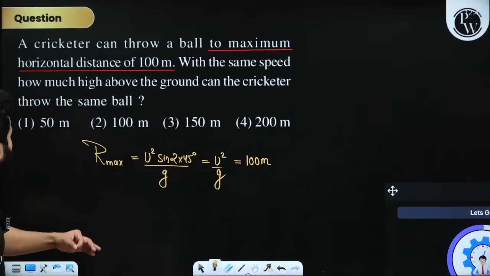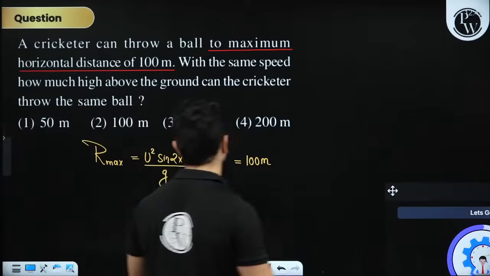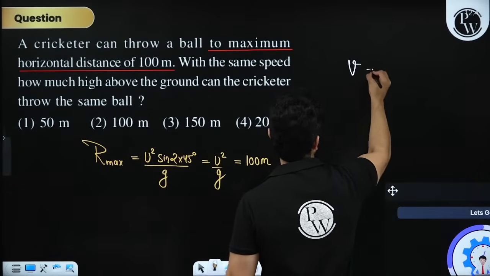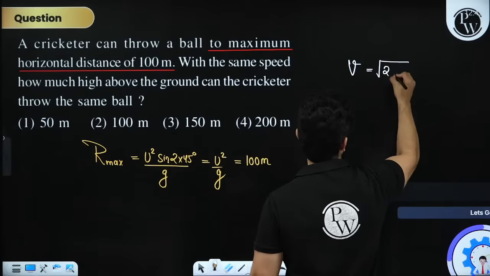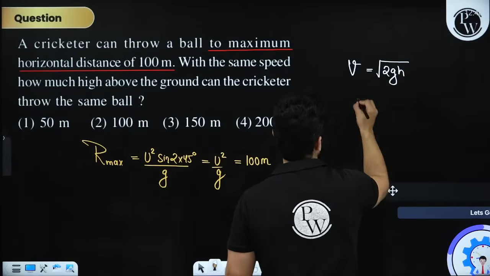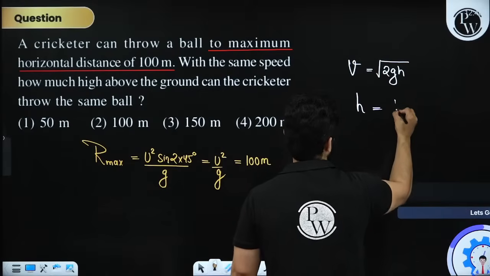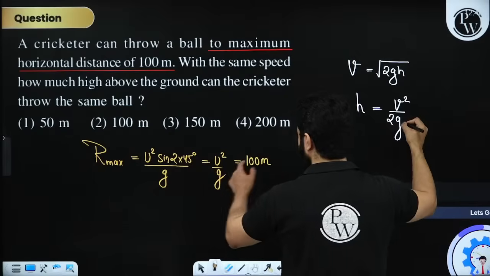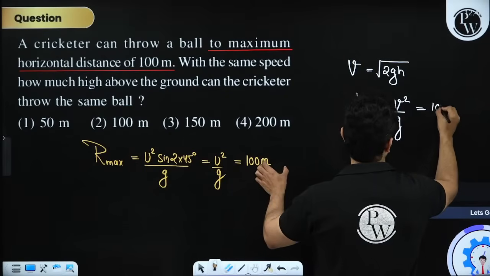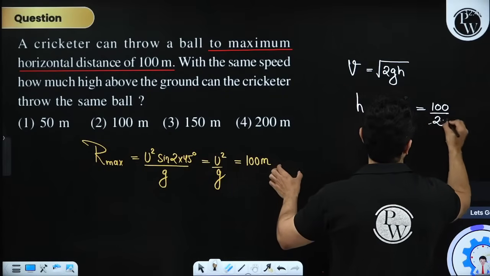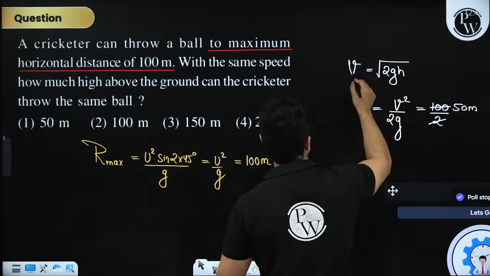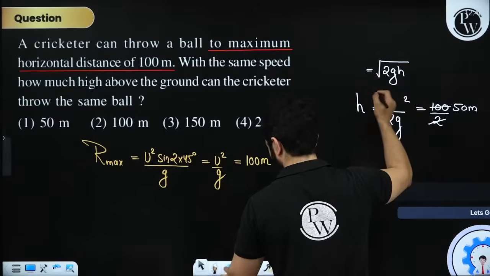With the same speed, how high above the ground can it throw? So again, this is very easy here, dosto. Let's say velocity is v, and this is going to be under root 2gh, right? About one dimensional motion. So h will be equal to v square divided by 2g. Now v square upon g is 100. So this will become 100 divided by 2, so this will become 50 meters. Obviously, please don't get confused, this is nothing but u only.